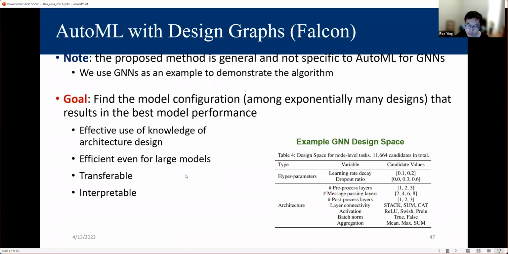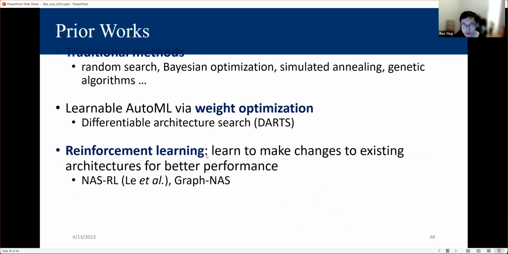And there are several requirements. We wanted to be mindful, like we wanted to utilize this knowledge of architectural design. We want to be efficient in terms of this AutoML search, even for very large models. And we want it to be transferable. And we also want it to be interpretable. We want to extract insights from it, right? And here on the right is an example of a GNN design space, and we want to search for the best architecture there.